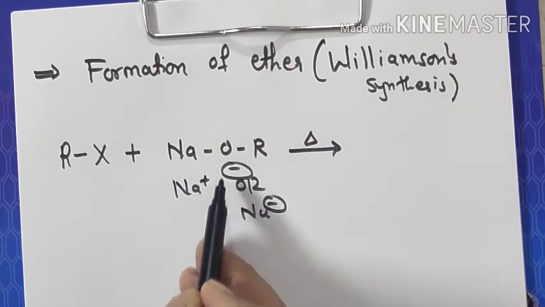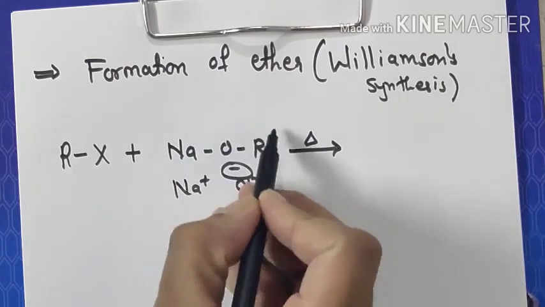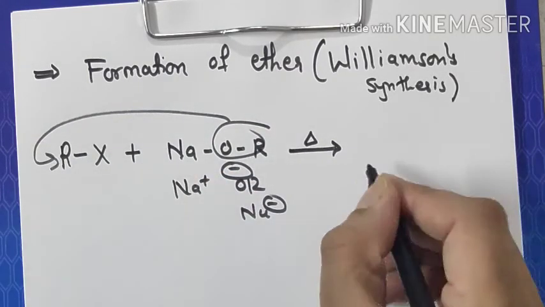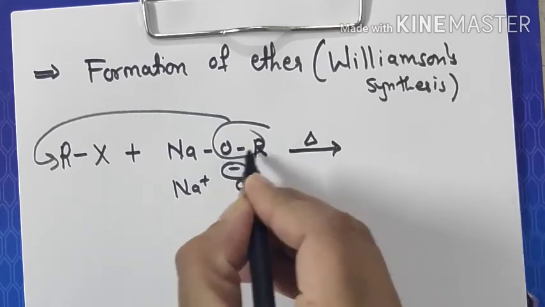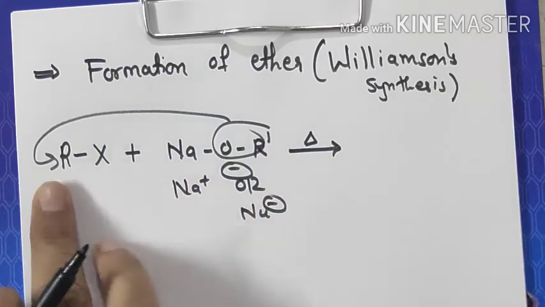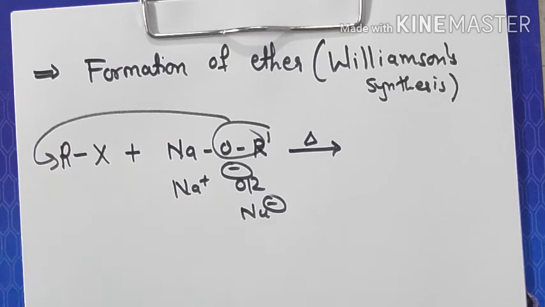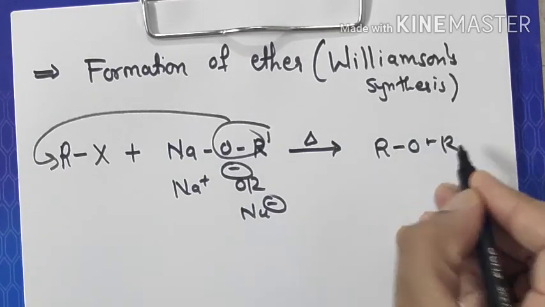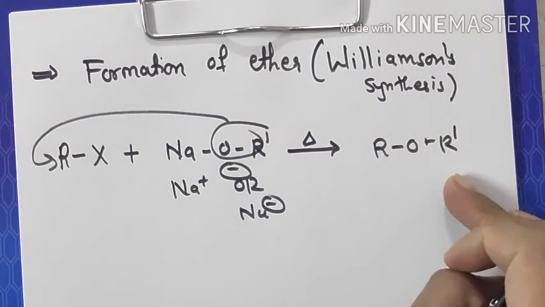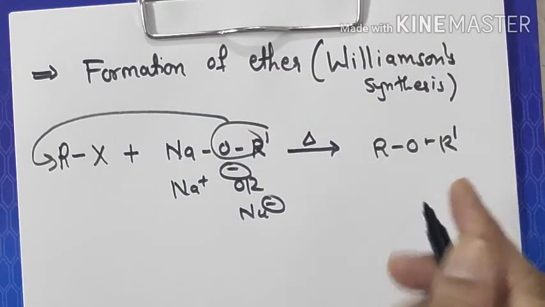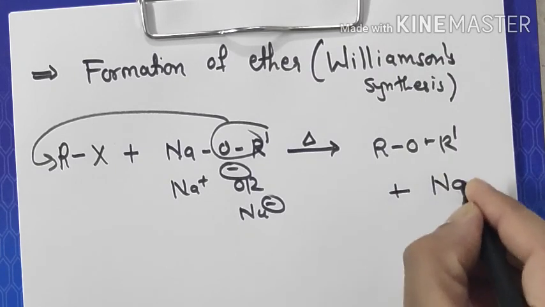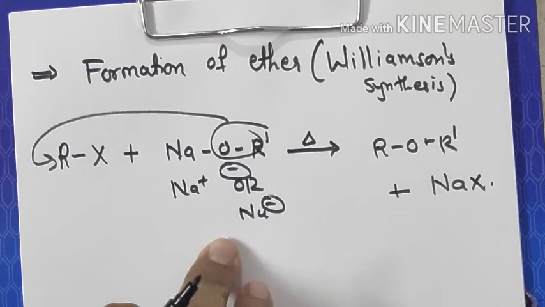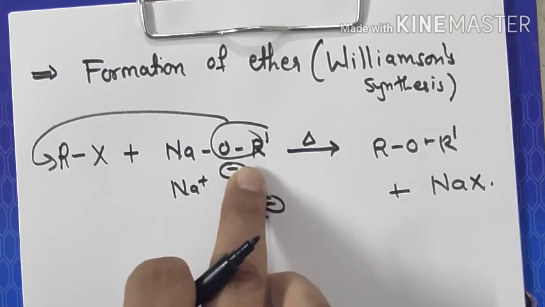This nucleophile is going to attack on this R, and X is going to go out. Suppose I take OR dash, because here R is already there. So we get ROR dash, where R and R dash can be the same or different. And what else is formed? NaX. Got that? This is called sodium alkoxide.